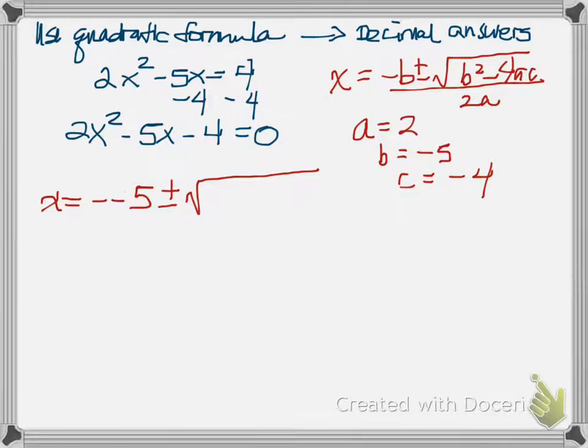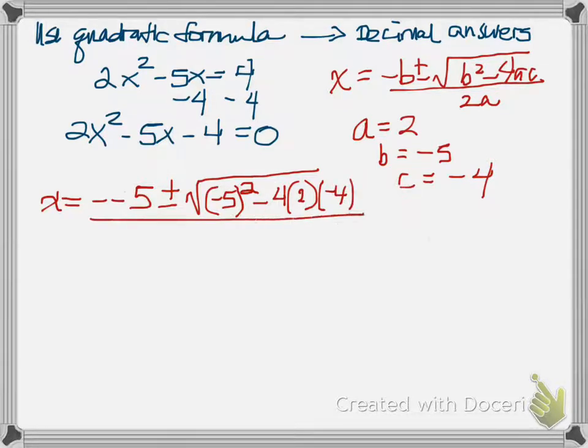Negative 5 plus or minus the square root of negative 5 squared. Okay, I want you to put that negative 5 right here in parentheses like I did. The b has to be squared because we got to be careful with our signs. Minus 4 times a, which is 2, times c, which is negative 4, and all of that is divided by 2 times a, which is 2. Okay, it looks like a big mess, but it's really not.